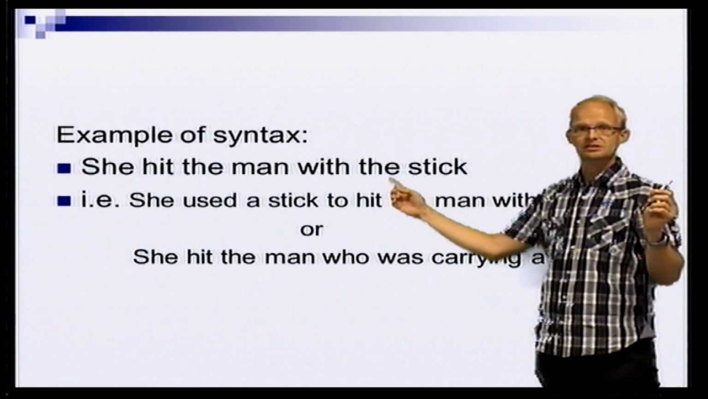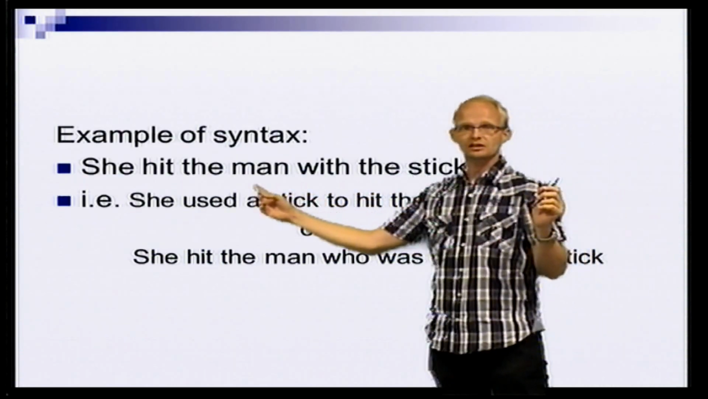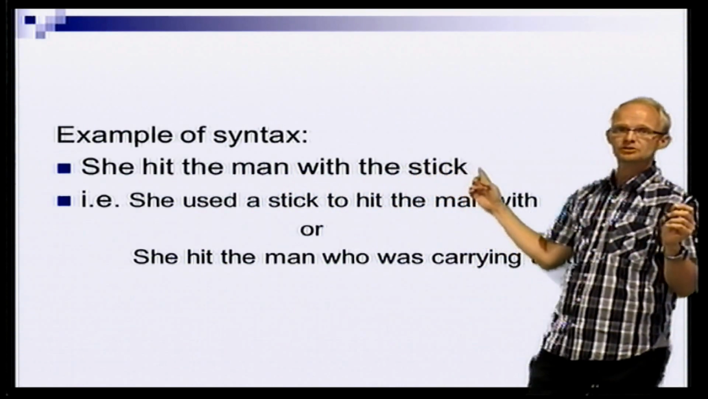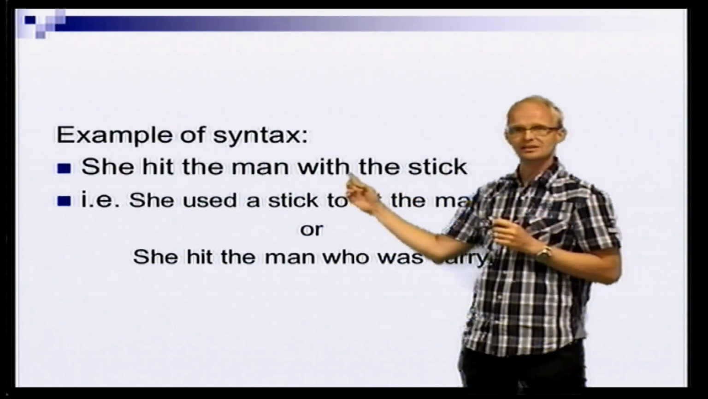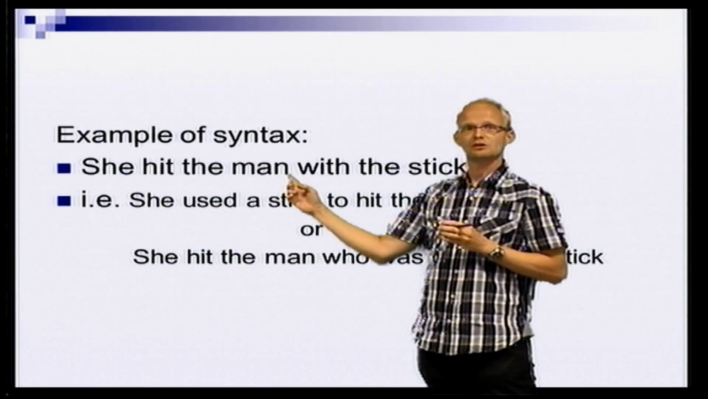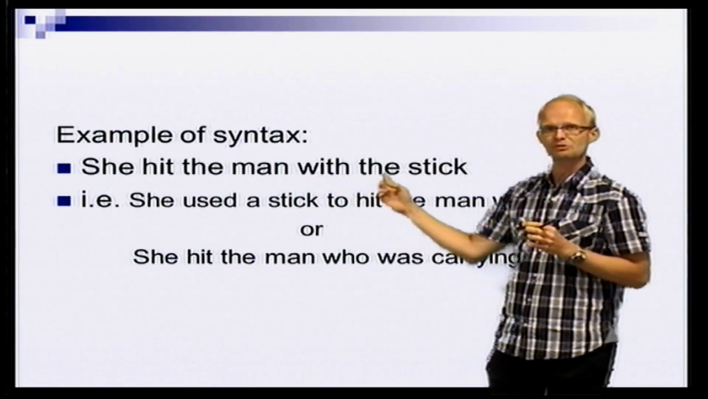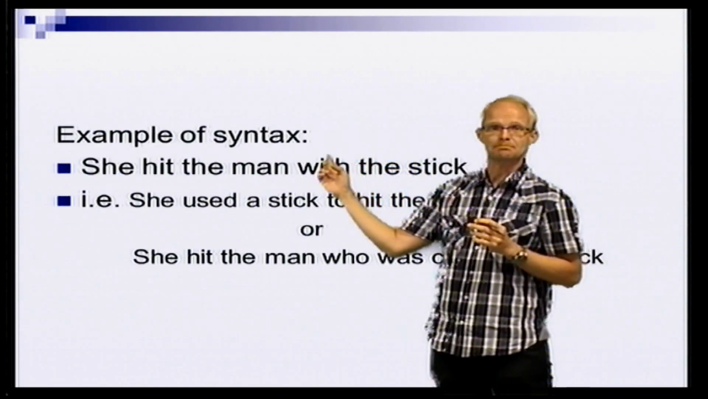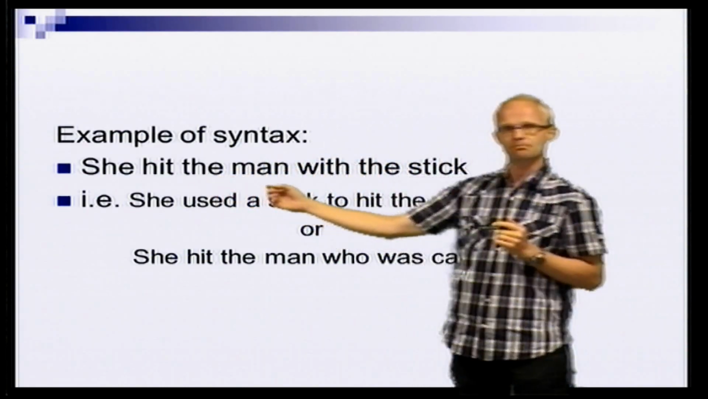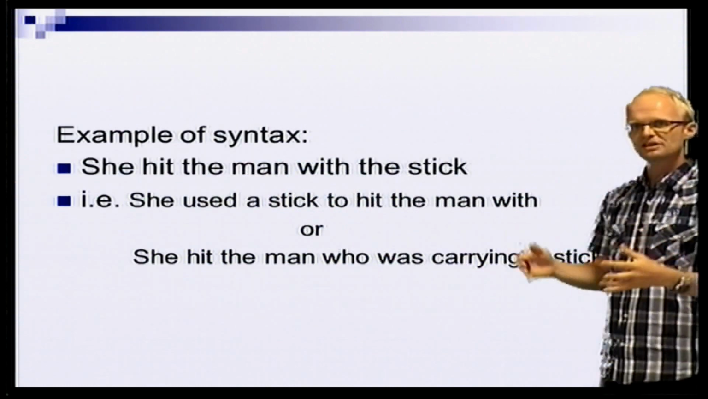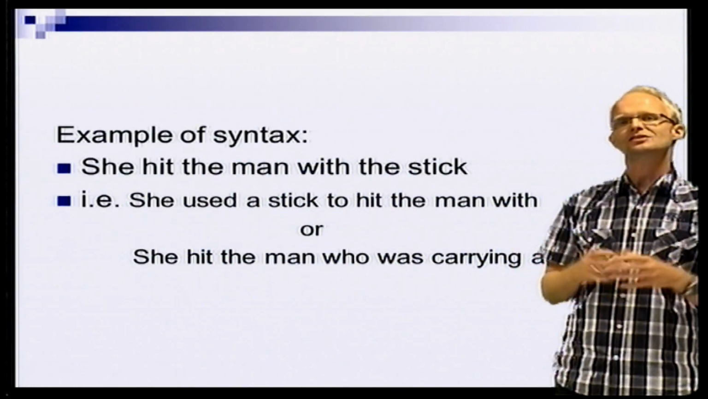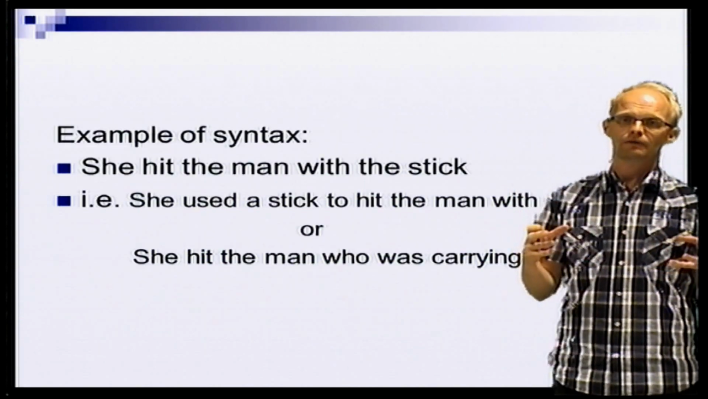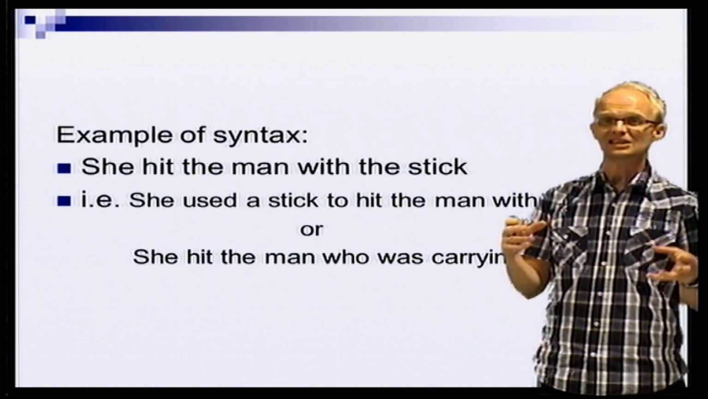So she hit the man who was carrying a stick. The man with a stick, who was carrying a stick, is one element. And when you start doing syntactic analysis, you could, for example, replace this constituent with a pronoun: she hit him. She hit him. So the point is, if you know something about syntactic analysis, you may be better able to spot such ambiguities.